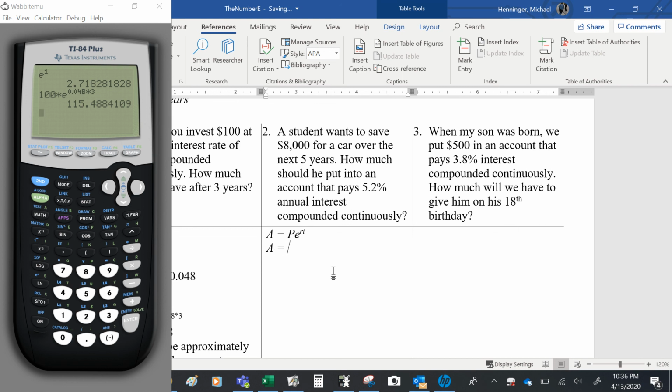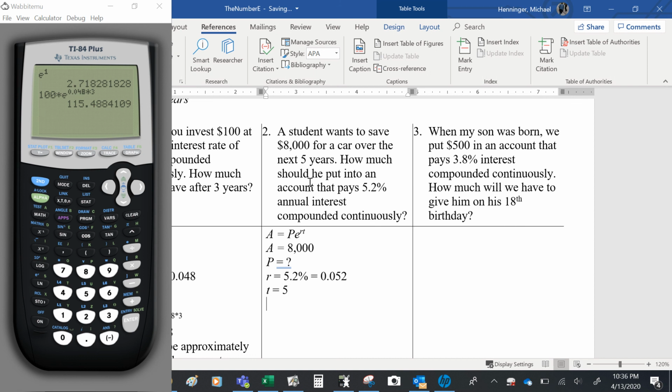Now, once we have it, we write the formula down and we sub in everything that we have. This time, A is the amount in the account at the end of the story, and the student wants to have $8,000 when it's all said and done. So that's actually going to be our A this time. And the P, the principal, is what we're trying to find. Now we still have to have an interest rate, which they say is 5.2%. But we know that we have to write that as a decimal. So we slide the decimal point over 2 spaces, and we have 0.052. And t is the time in years. He wants to save $8,000 for the car over the next 5 years.